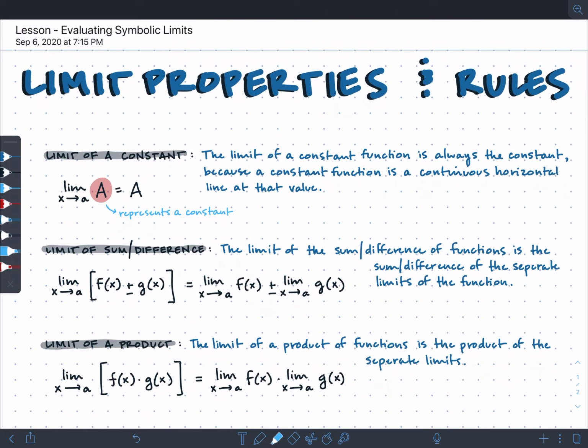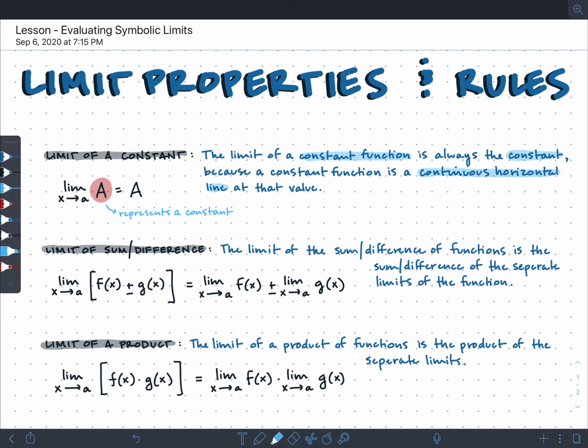So the first thing, the limit of a constant. The limit of a constant function, and when we say a constant, we just mean like y equals 3, is always the constant, and that is because a constant function is a continuous horizontal line at that value.